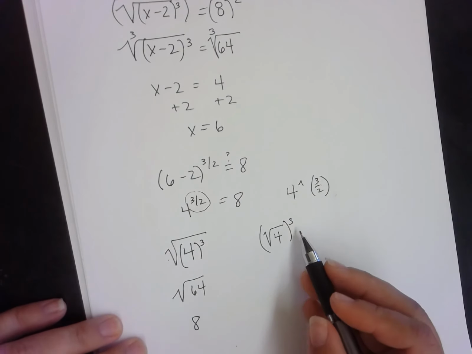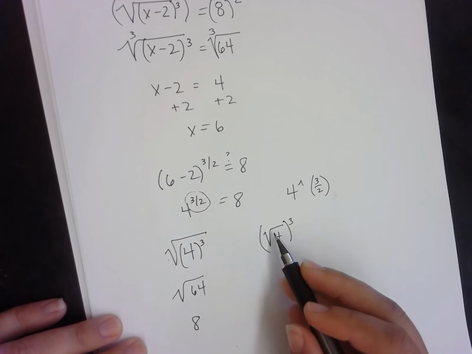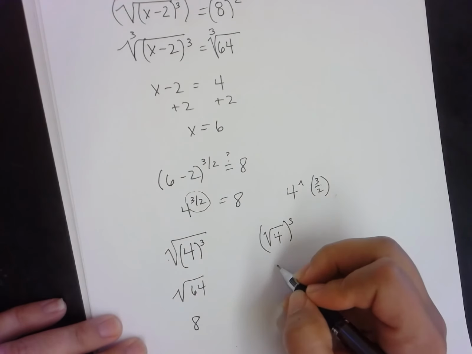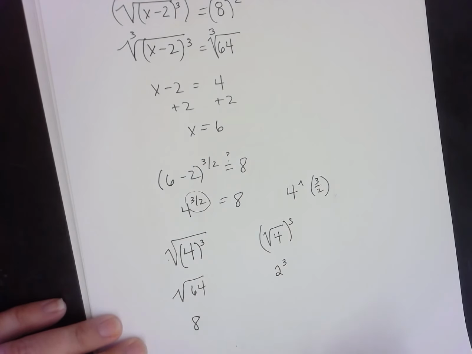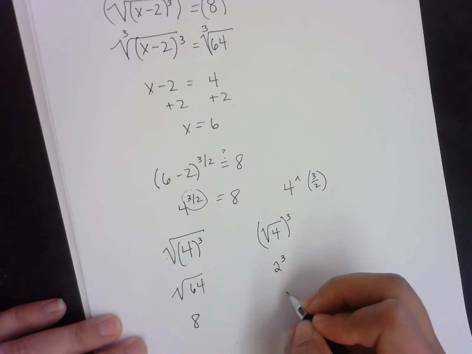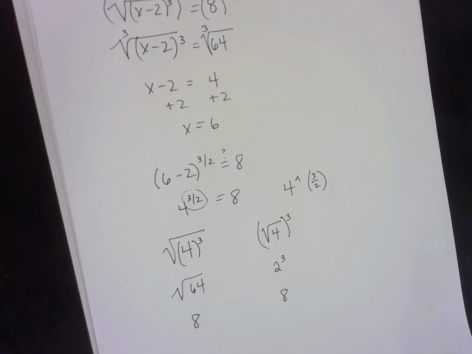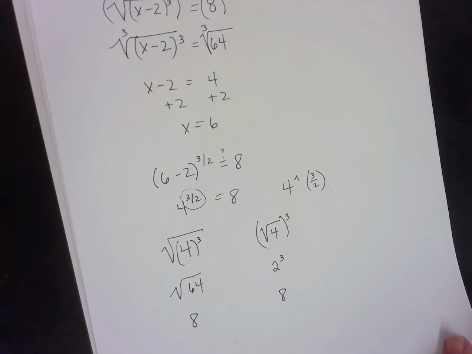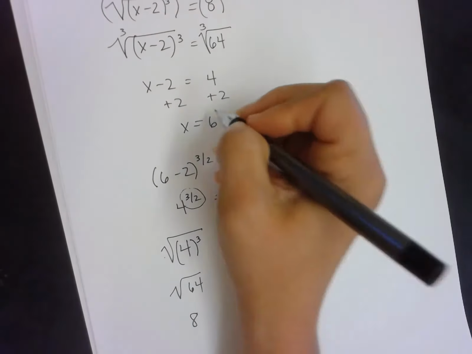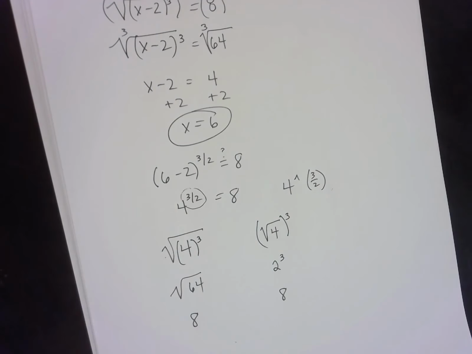But just to double check, I can do it this way as well and do the square root of 4 first, which is 2, and then I end up with 2 cubed, which, 2 times 2 times 2, is in fact 8. So that's kind of a nice thing when you're trying to use your numbers. I usually do the square root first just because it makes my number smaller and then cube it, but it doesn't matter in which order you actually do it. And so I end up checking that my x equals 6 is in fact a solution to my equation.